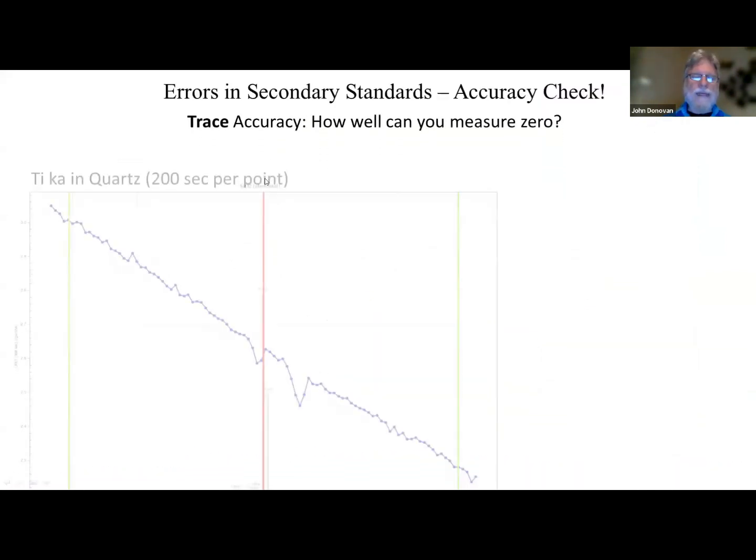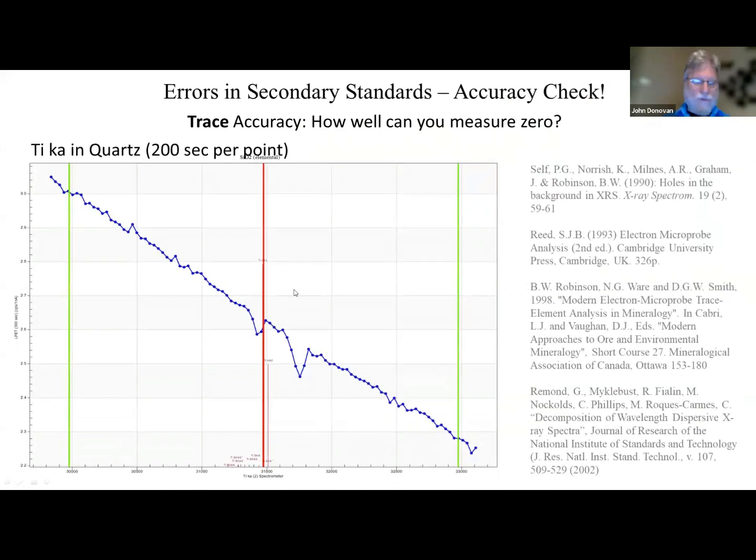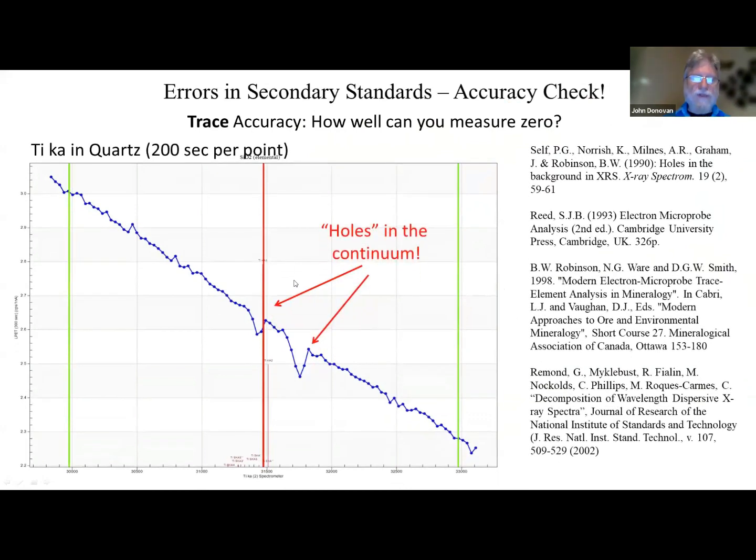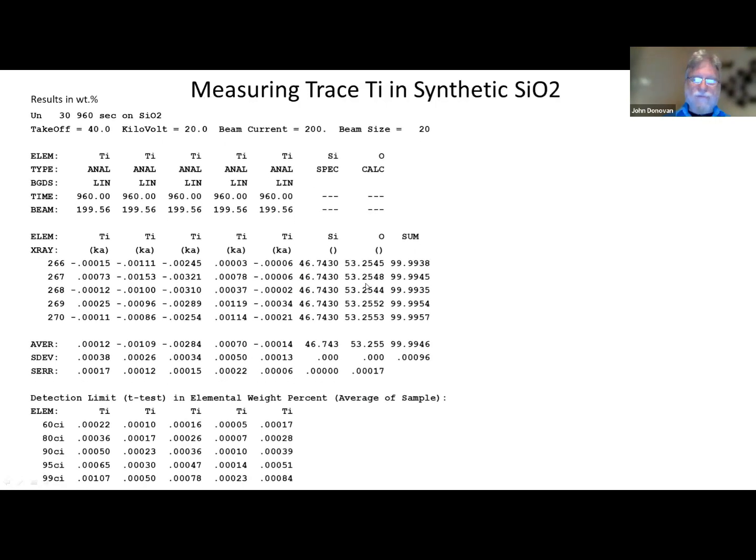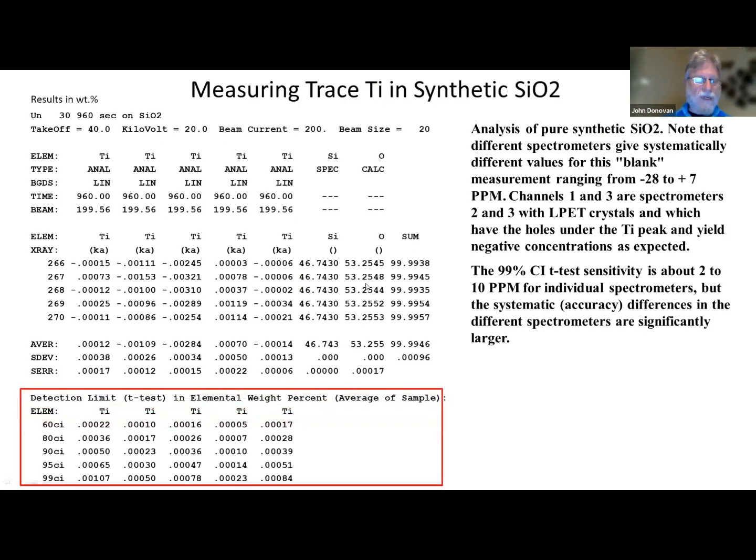All right, and again, trace accuracy, you can measure zero here, those holes in the continuum that some people have on their PET crystals, and that can be corrected for with the blank correction. Here's the blank correction. I'm just going to zip through this because I think I'm running out of time. But when we did this, this is measuring titanium on all 5 spectrometers. So we have good precision, but they all disagree with each other a little bit in terms of the absolute value, the average here.